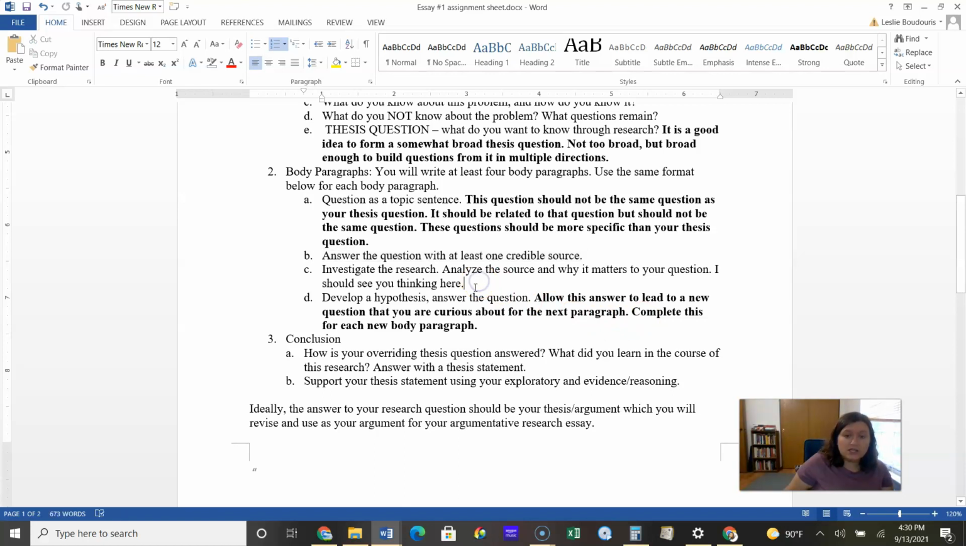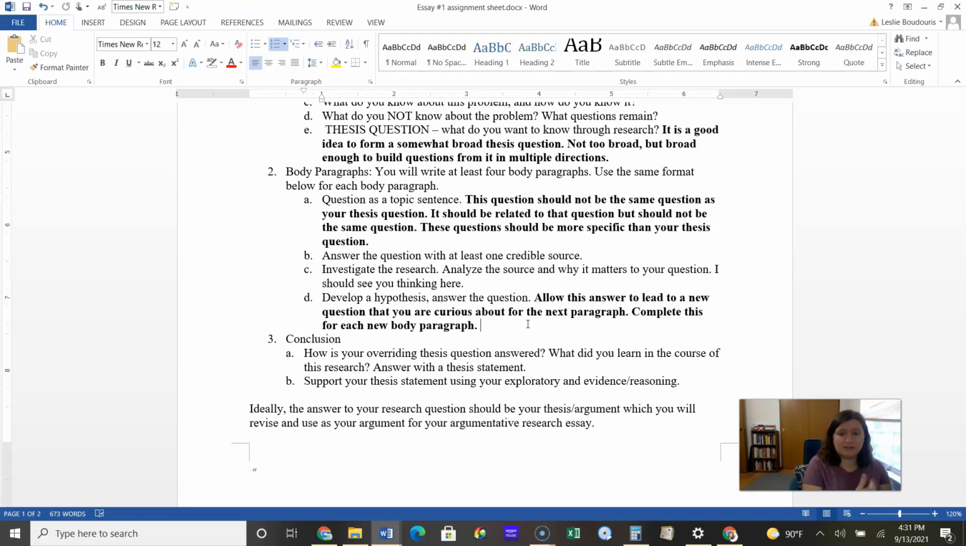Investigate the research. You want to analyze the source and why it matters to your question. How does the information you're presenting from that source answer that question? I should see your critical thinking here. Why is this important? And then ultimately answer the question. Allow this answer to lead into a next question that you are curious about for the next paragraph. And then do this for every new body paragraph.